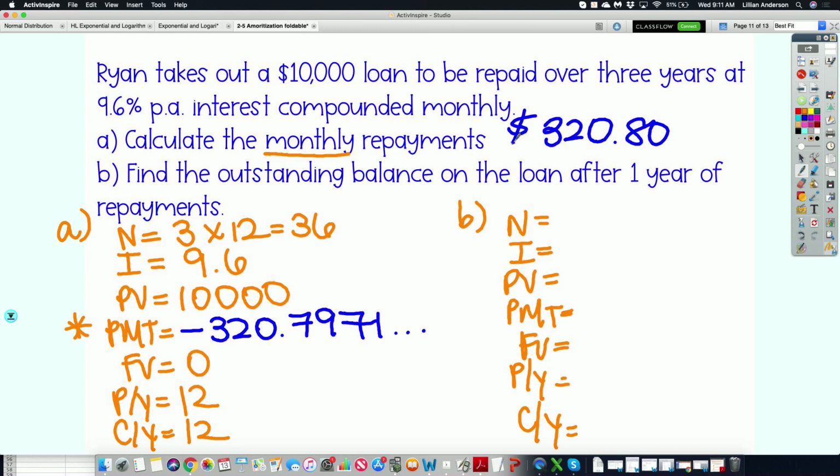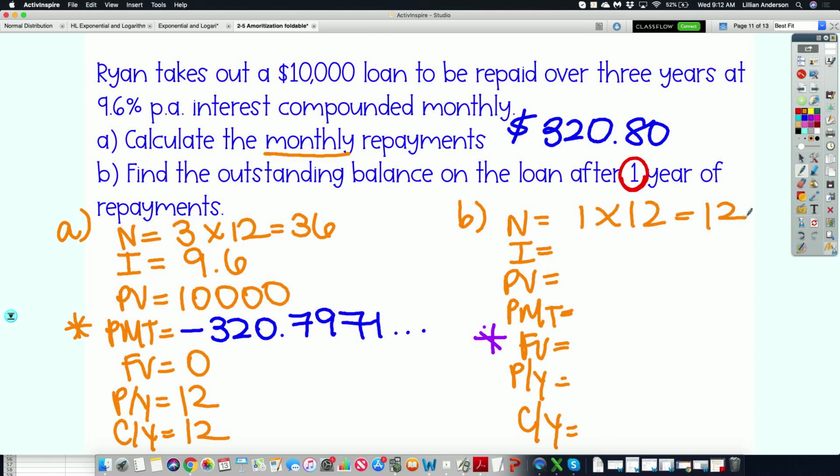Now we're going to find the outstanding balance on the loan after 1 year of repayments. So I'm looking for the outstanding balance. What part of this application am I looking for? I'm looking for FV, the future value. So this is what I'm going to solve for. What am I going to plug in for N? 12, because it's asking for after 1 year. So because it's after 1 year, N is technically 1 times 12, which is just 12.